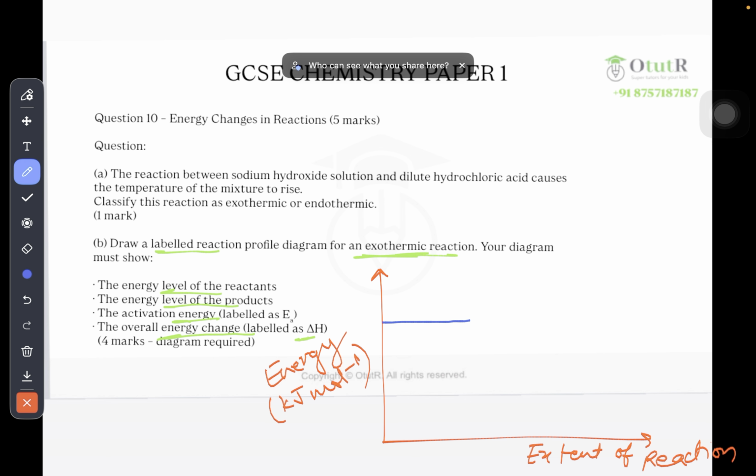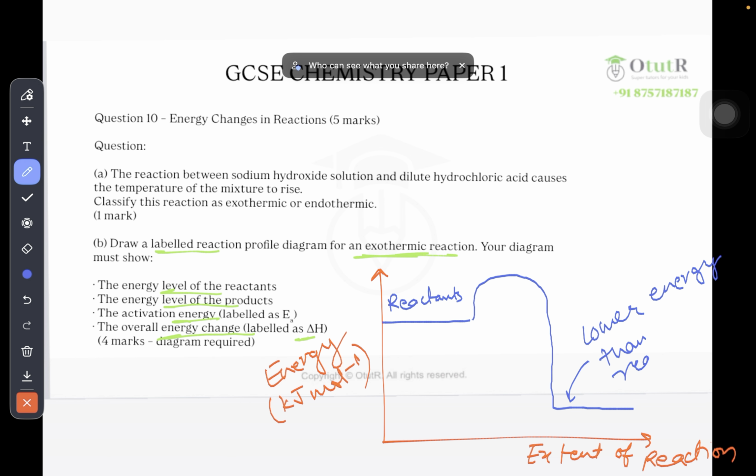Now we'll draw one horizontal line and label it as reactants. Then put a curve and then again down and again horizontal line. Because this is an exothermic reaction diagram, so there will be lower energy than reactants. Label it as products over here. Now we'll make this part dotted, over here this part, and over here this part.